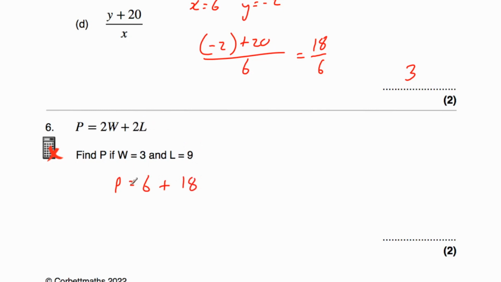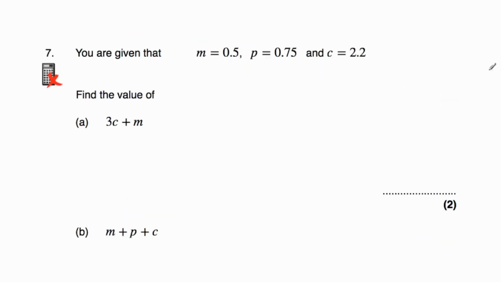18. So P is equal to 6 plus 18, and 6 plus 18 is equal to 24, so P is equal to 24. And let's just check that. 2 times W, 2 times 3 is 6, 2 times 9 is 18, add them together, 24, so P is equal to 24. Okay, question number 7.